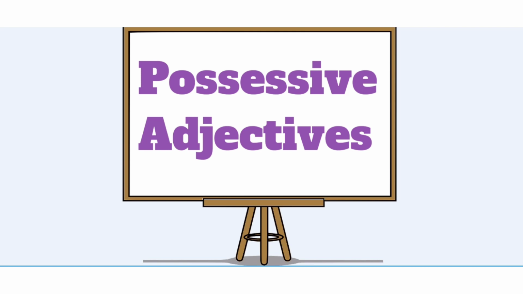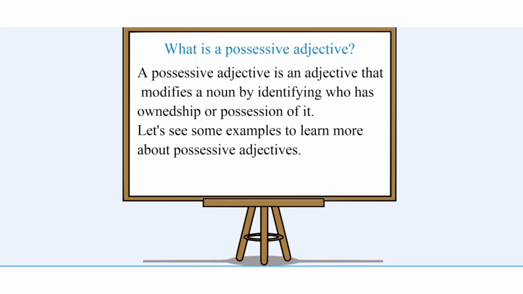The lesson for today is possessive adjectives. What is a possessive adjective? A possessive adjective is an adjective that modifies a noun by identifying who has ownership or possession of it. Let's see some examples to learn more about possessive adjectives.